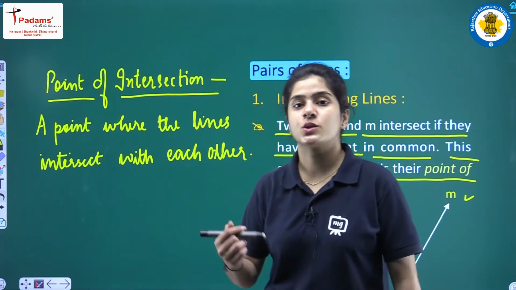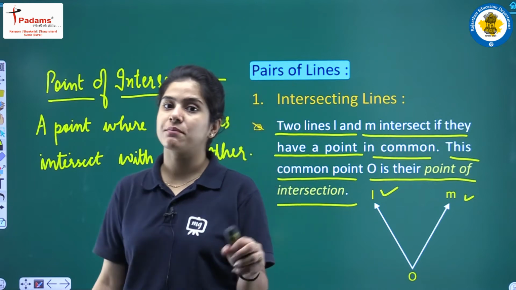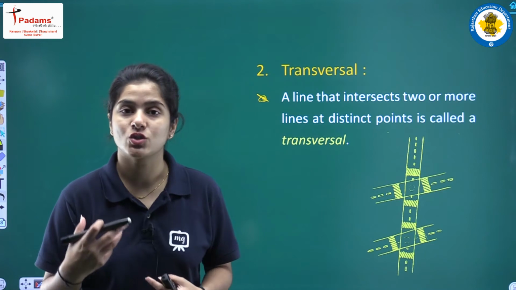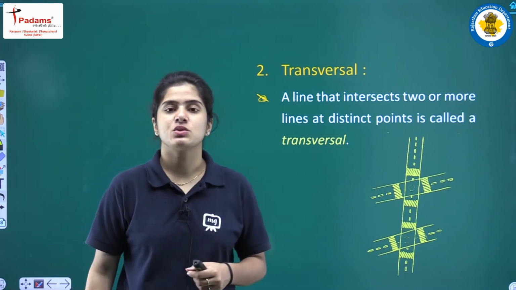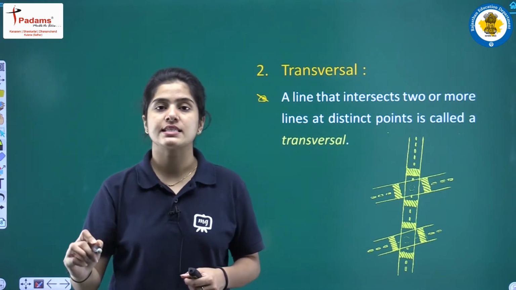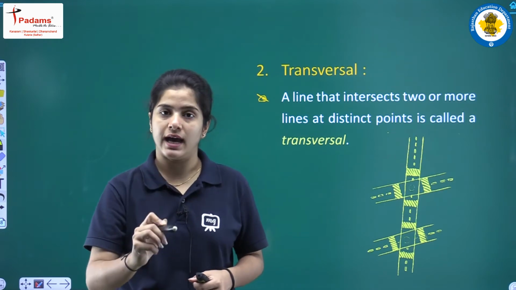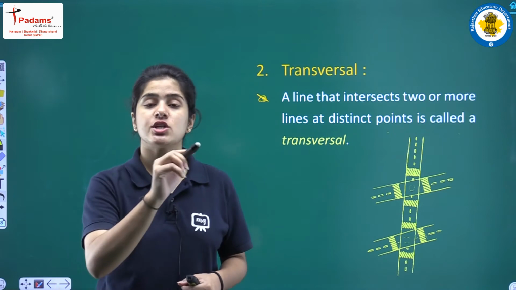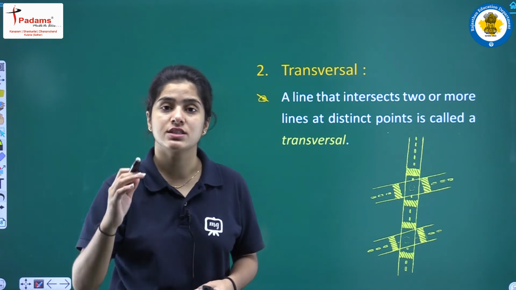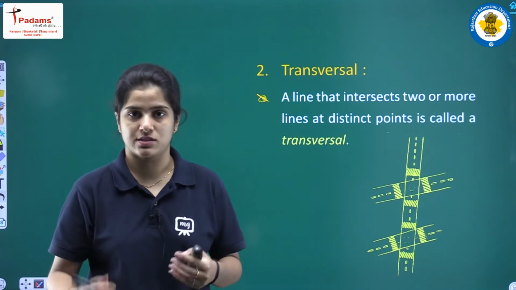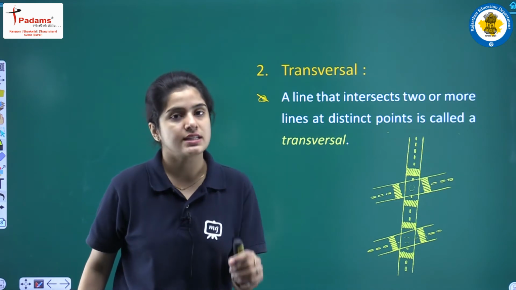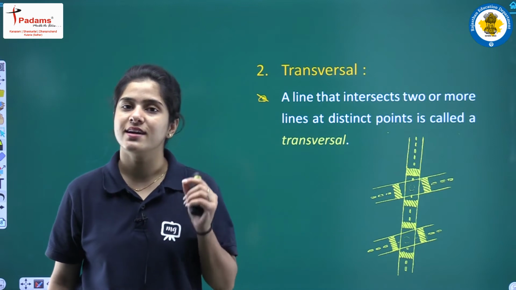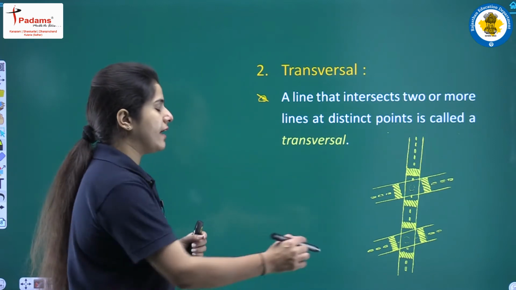Okay, students? So now we'll be talking about a new concept, that is transversal. Students, what do you mean by a transversal? For example, students, when one line is cutting two or more lines at different points, that one line which is cutting two or three lines at distinct points is called a transversal. Okay, so that line which is cutting two or more lines at distinct points is called a transversal. Okay, students, have a look.